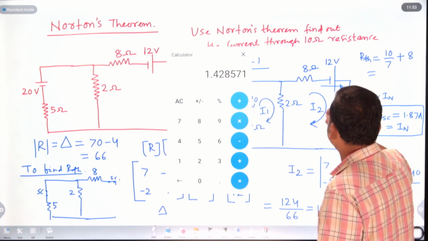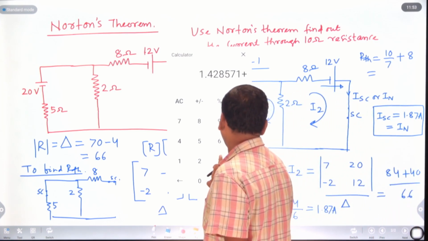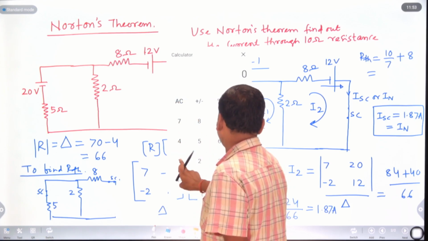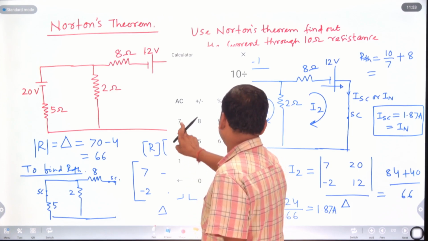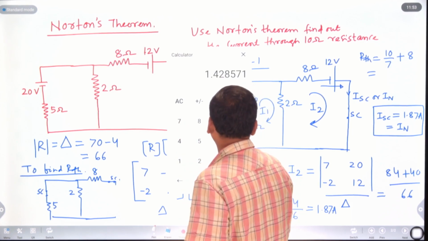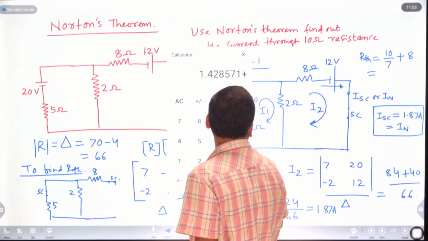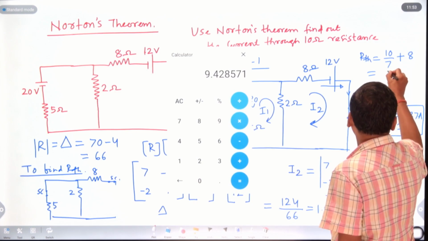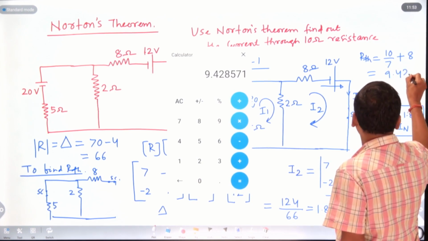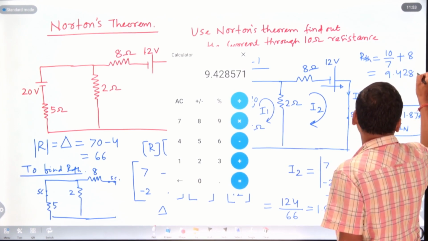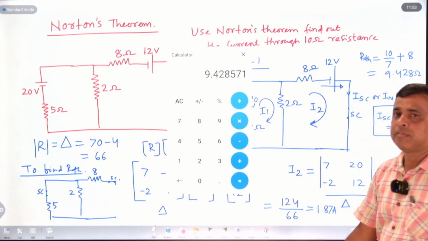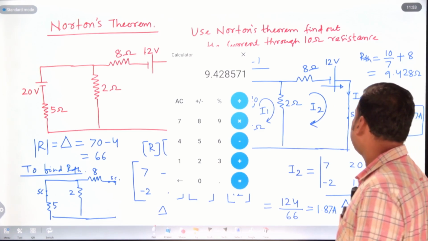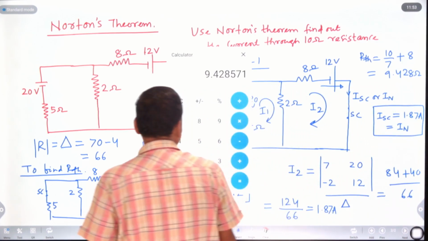Then plus 8: 10 divided by 7 plus 8, the value is 9.428 ohm. This is your RTH. Then we calculate the short circuit current, or Norton's current.